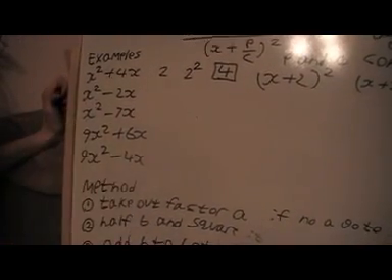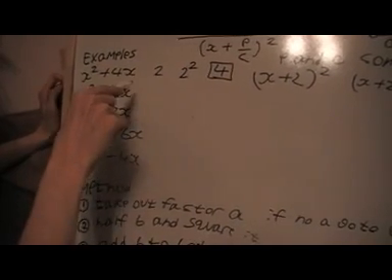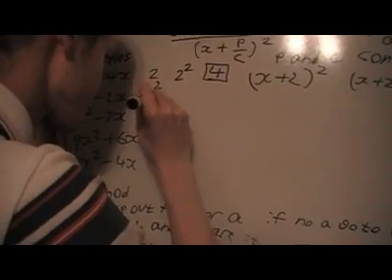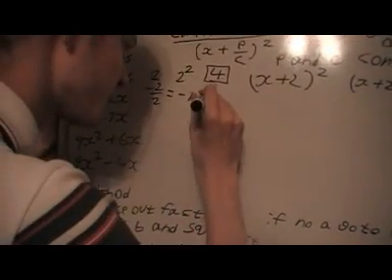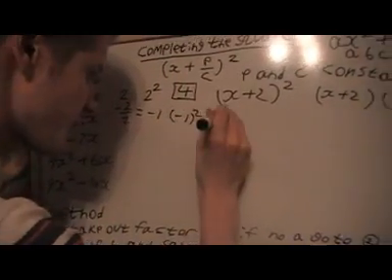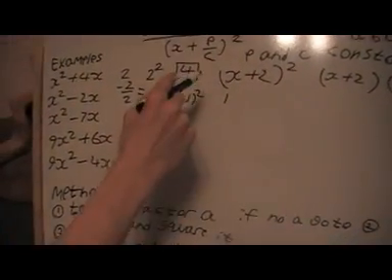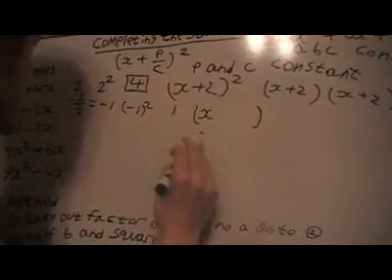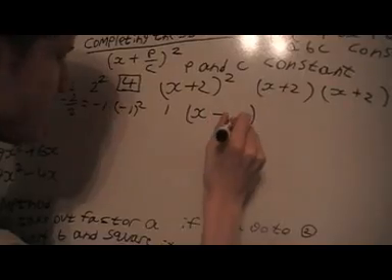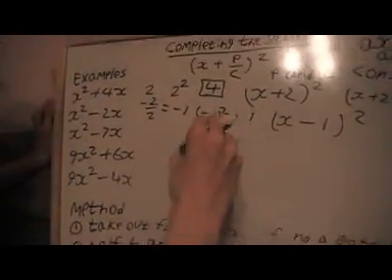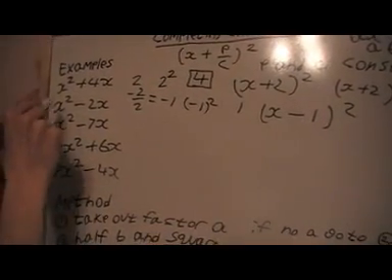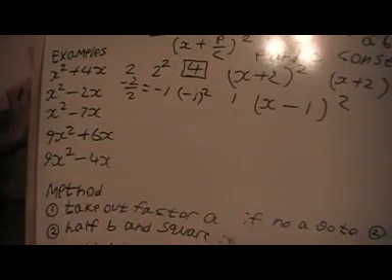Next one, I'm going to do the same thing. I'm going to divide this minus 2 by 2, and then I get minus 1. I square minus 1 and I get 1. And again, you can put that in a bracket like this, and you square it, and you find out that I've done it right because you get x squared minus 2x plus 1.